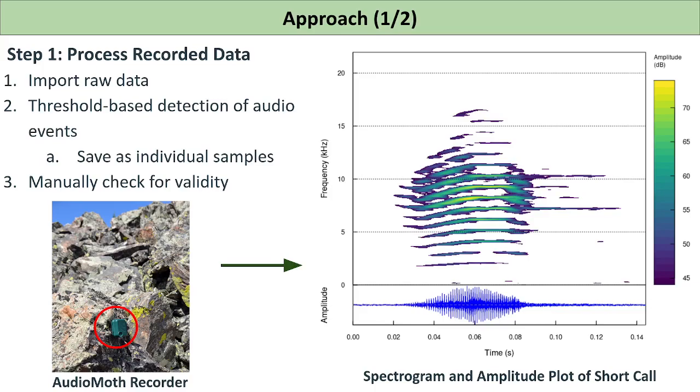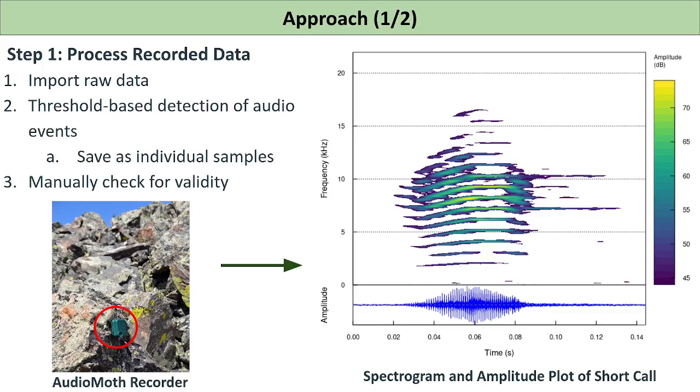Threshold-based detection was then used to find, extract, and store as samples certain parts of the audio file that were likely to be a pika call based on factors like the expected frequency, amplitude, and duration of a typical pika call. This would result in samples such as visualized in the spectrogram and amplitude plot on the right. The fingerprint that you see in the spectrogram on top shows the frequency composition of the call, while the plot on the bottom shows the changes in amplitude of the call, both over time.